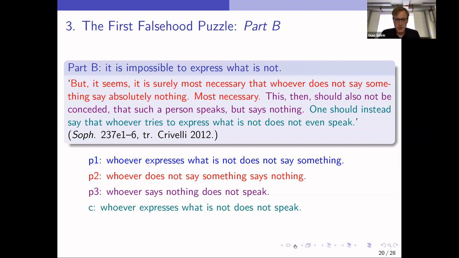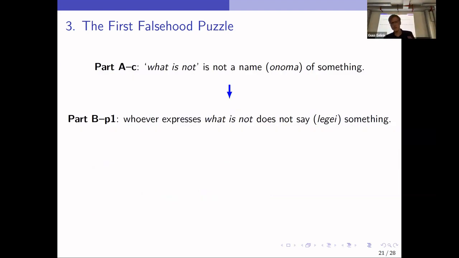So let us now take stock. We have part A and part B. Part A concludes that the phrase "what is not" is not a name, an onoma, of something. Part B then builds on this to arrive at the conclusion that it is impossible to express what is not. And it seems to do so by using as an implicit premise, which is supposed to be based on the conclusion of part A, that whoever expresses what is not does not say something.